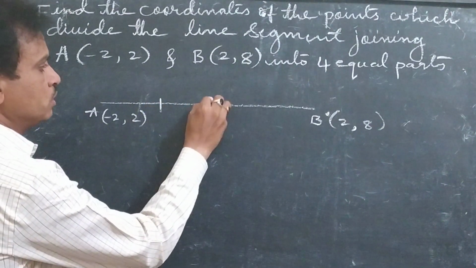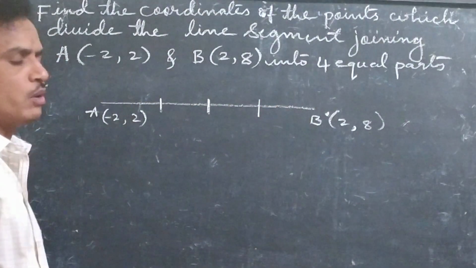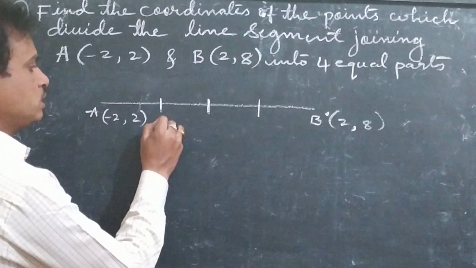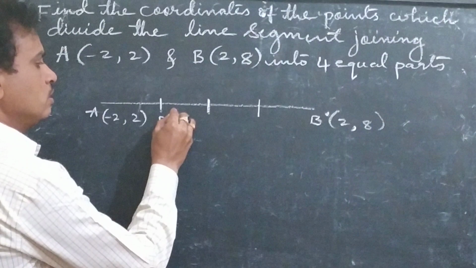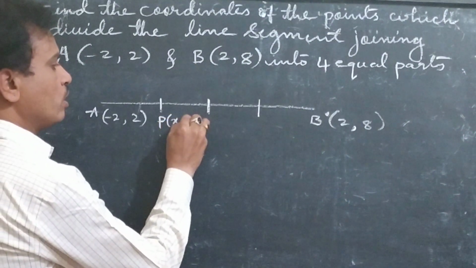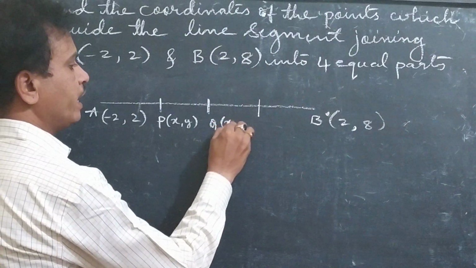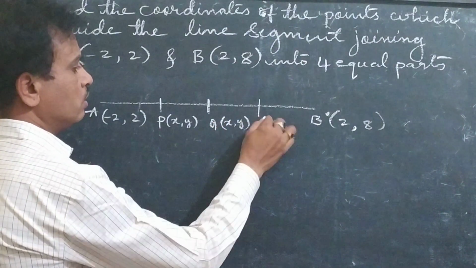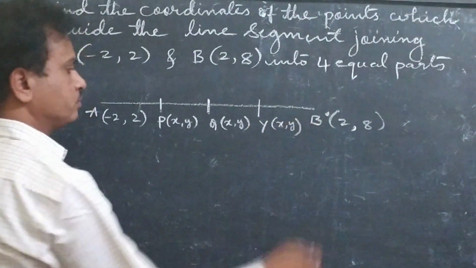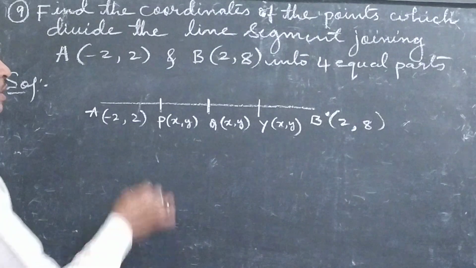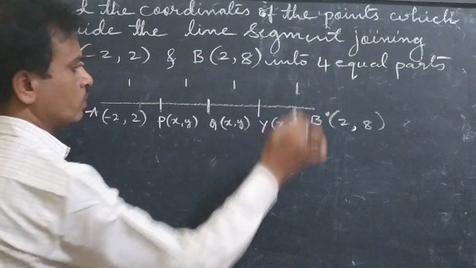1, 2, 3, 4. 4 equal parts. So the first point we can take as point P with coordinates x, y. Then point Q with coordinates x, y, then point R with coordinates x, y. Now each part is 1, 1, 1, 1.